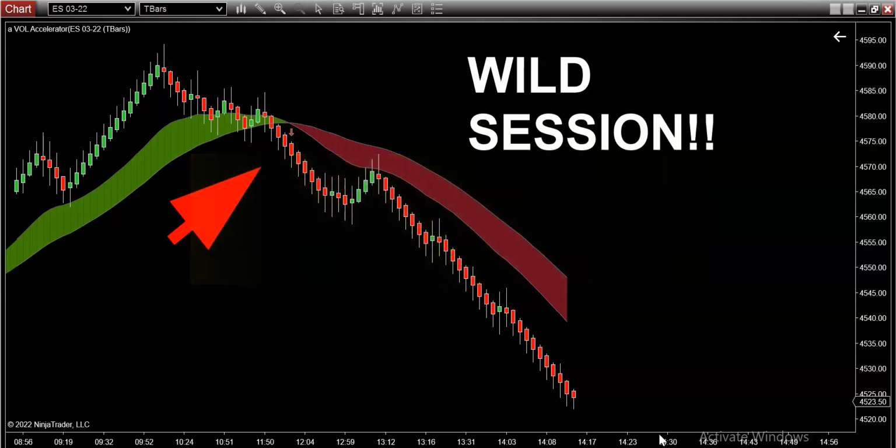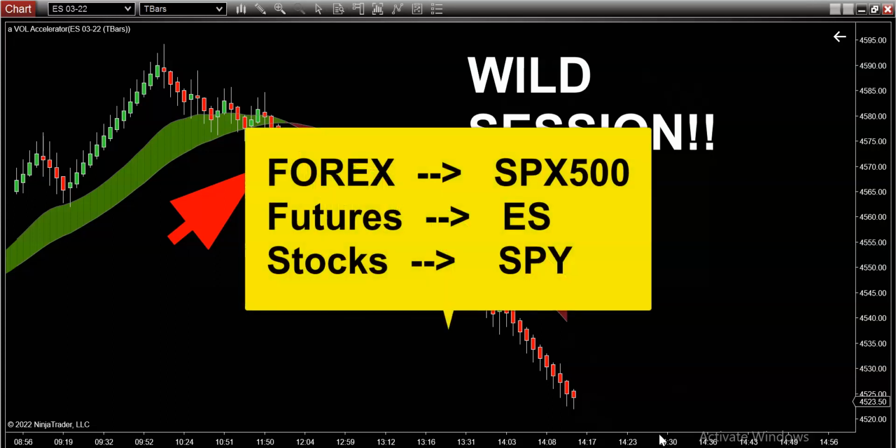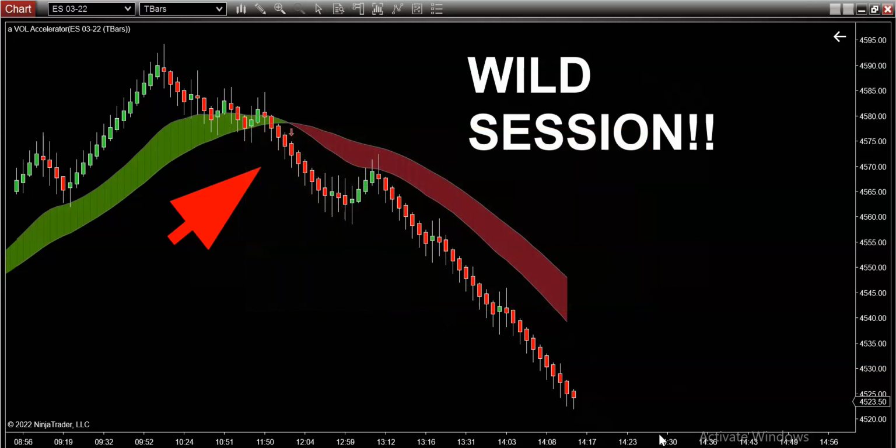All right, so what you're seeing on the screen right now is today's wild session on the S&P 500. If you trade Forex, your symbol is SPX 500. If you trade futures, your symbol is ES. And of course, if you trade stocks and options, your symbol is SPY, aka the SPY. And what you're seeing overlaid onto the chart is a very simple trend trading volume-based indicator. That's all it is.